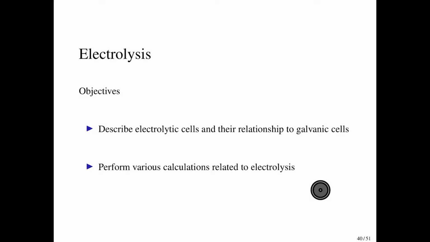Okay guys, in this last video on electrochemistry, we're going to be looking at electrolytic cells. Recall from our previous discussion that a voltaic cell is a type of electrochemical cell that exploits a spontaneous redox reaction to produce electricity, whereas an electrolytic cell is one that uses an external power source to drive a non-spontaneous redox reaction. So we're going to talk about different types of electrolytic cells, and then we're going to do some calculations involving electrolysis.